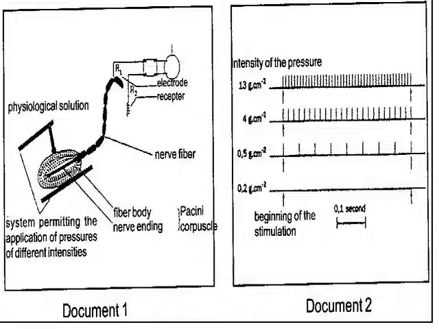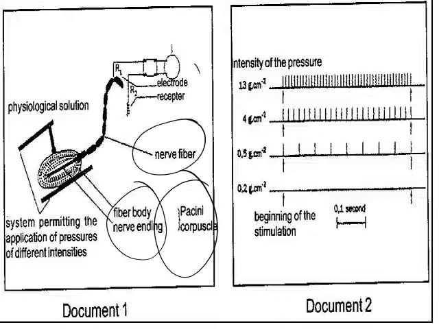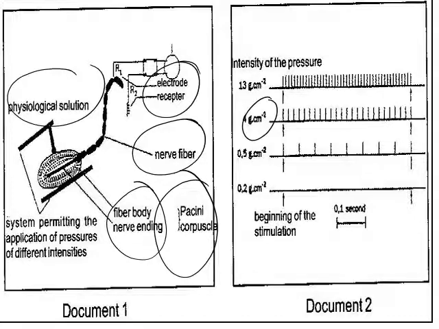Here we have this figure. We have the system permitting the application of pressure. We have the Pacini corpuscle, the nerve fiber, the electrodes, and the physiology information. Here we have the beginning of a stimulus of a pressure of 0.2 gram per centimeter square. Here 0.5 gram per centimeter square, 4 gram per centimeter square, and 30. If you see here at 0.2, we didn't see any action potential. It starts at about 0.5 gram per centimeter square.